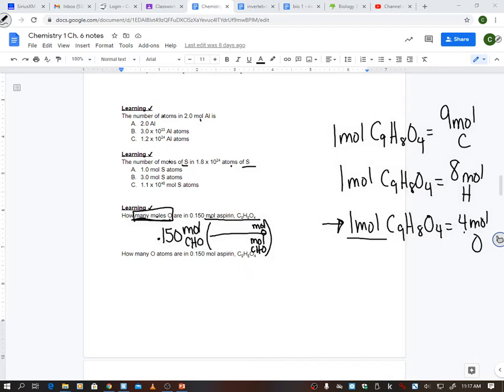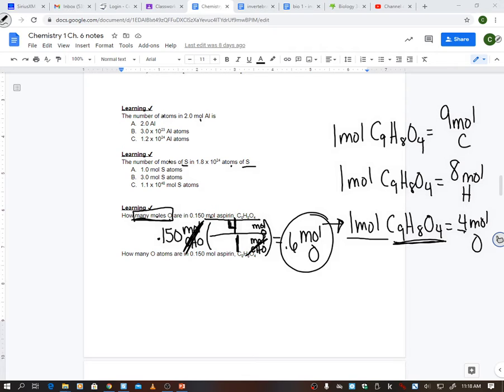So you still always have that 1, but this is the one time where you're going to maybe see a mole number that is not just 1. So in 1 mole of aspirin, I have 4 moles of oxygen. Okay? So I still have the 1, but this is one time where it may not necessarily be 1. It's 4. So I'm going to get rid of my moles of CHO, and I'm going to take 0.150 and multiply by 4, and that gives me 0.6 moles of oxygen.